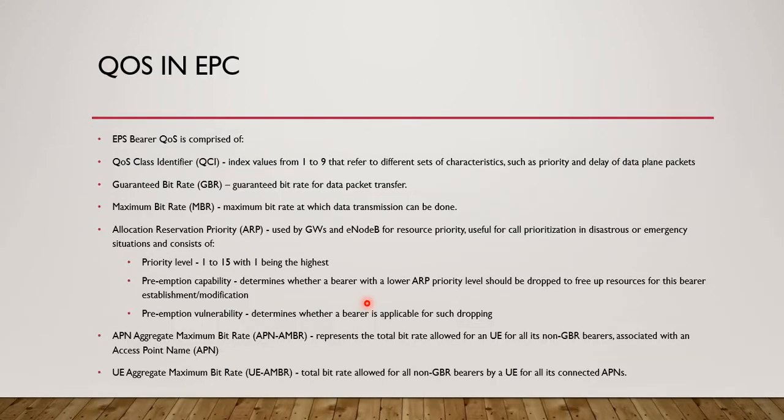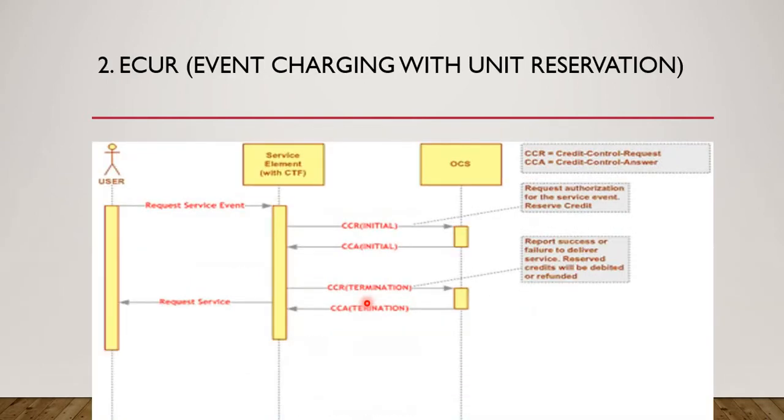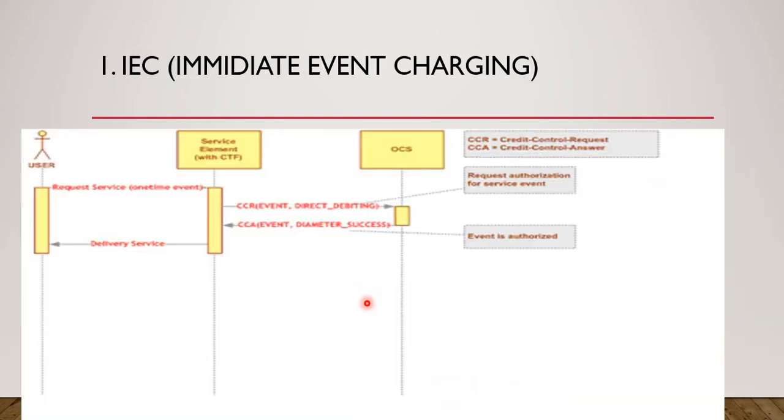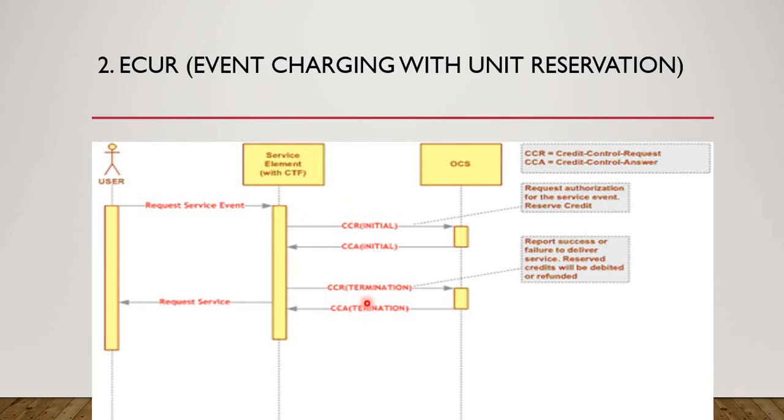Now this is the next topic, and let me just give you a quick summary. So this is immediate event charging, wherein there was a single shot. We were authorizing the number, debiting the user, and delivering the service. In ECUR, which is event charging with unit reservation, we first authorize the user, then we reserve the credit, and once the credit is reserved, the service element is triggering the service and then terminating the session. Okay.